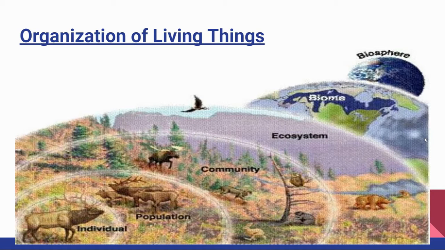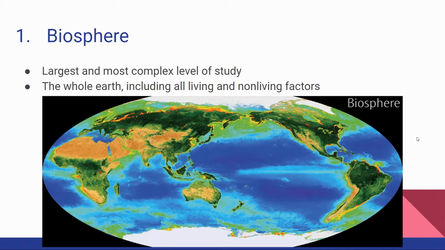All right, so let's look at the organization of living things, and we will start largest and work our way down to smallest. So first you have the biosphere. The biosphere is the largest and most complex level of study. This includes the whole Earth, including all living and non-living factors. Again, living factors are animals. Non-living factors are, say, the wind or temperature.